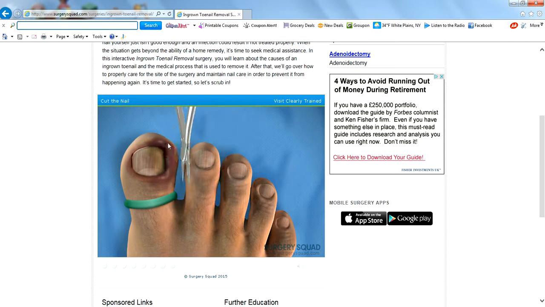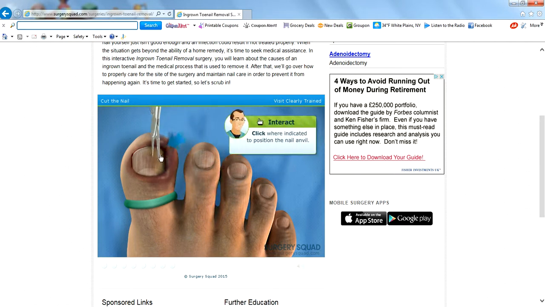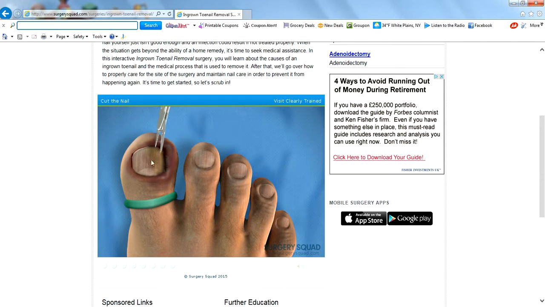First, carefully slide one blade of the nail anvil under the affected nail. We're going to go down the nail until we feel a little bit of resistance. Our patient's going to feel some pressure as we cut away the ingrown nail.